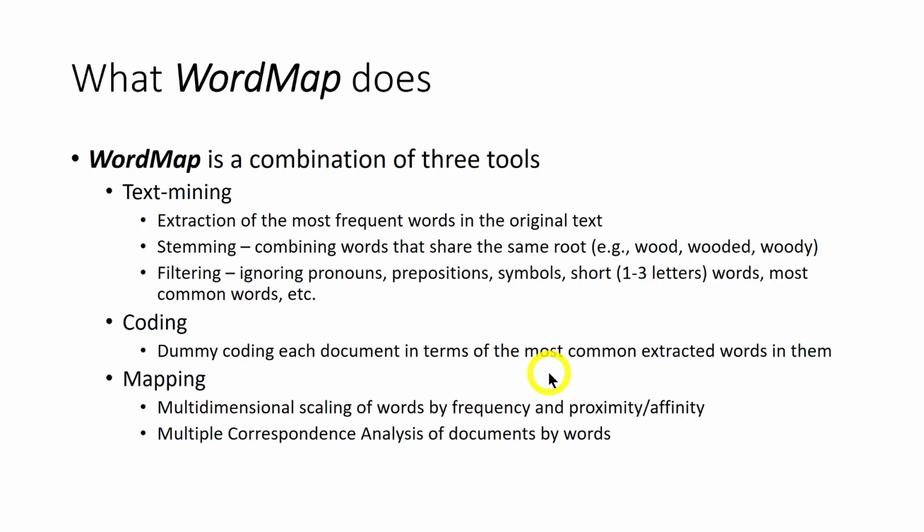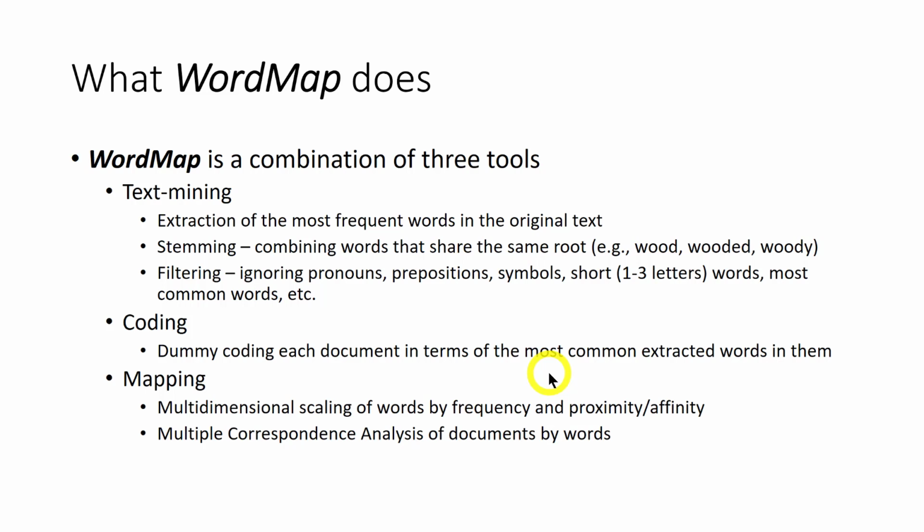Now, what does WordMap do? WordMap is in fact a combination of three tools. First, it does some very basic text mining. It extracts the most frequent words in the original text, does some simple stemming, combining words that share the same root, of the type wood, wooded, woody, and filters pronouns, prepositions, symbols, short words with one, two, or three letters, and the most common words in the English language. So it tries to avoid depicting these words.